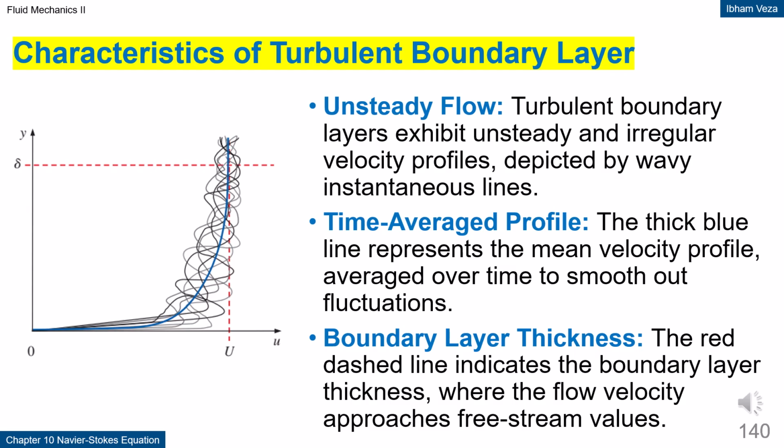Characteristics of turbulent boundary layer. The turbulent boundary layer is characterized by a time-averaged velocity profile that represents fluctuating flow in a statistically smoothed sense. The thick line shows the mean profile, while the boundary indicates where velocity approaches the free stream value. The turbulent layer is much thicker than the laminar one. Strong momentum mixing makes the near-wall velocity gradient steeper. These features explain why turbulence increases friction and energy losses.